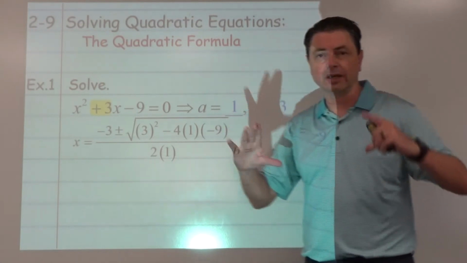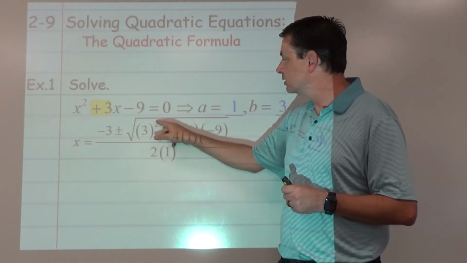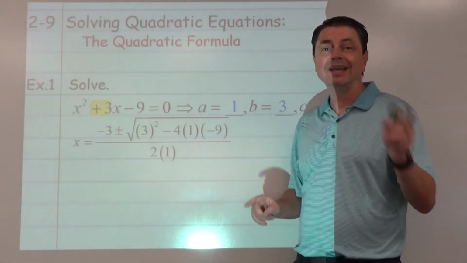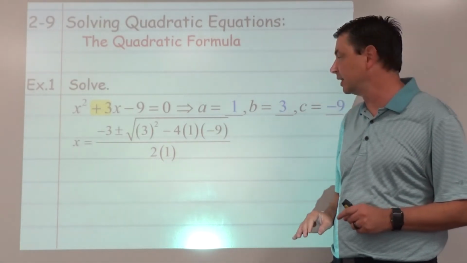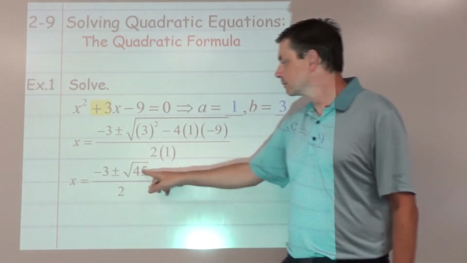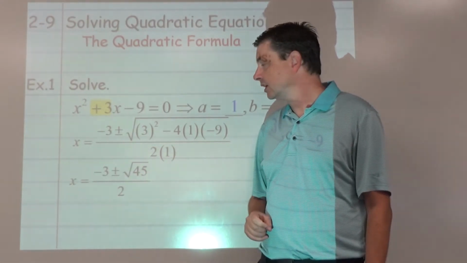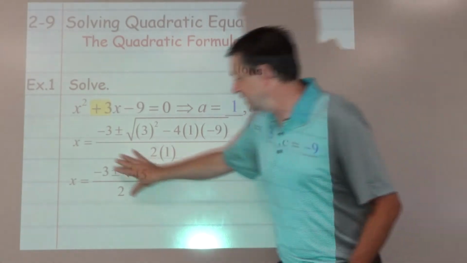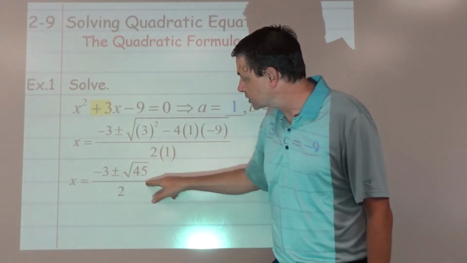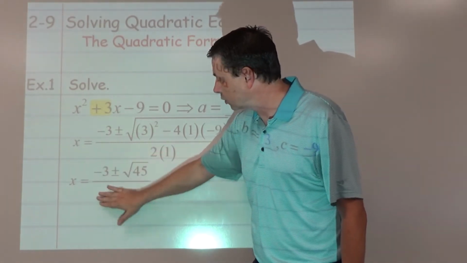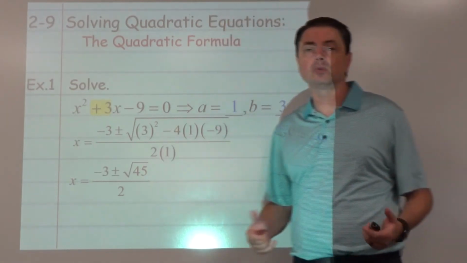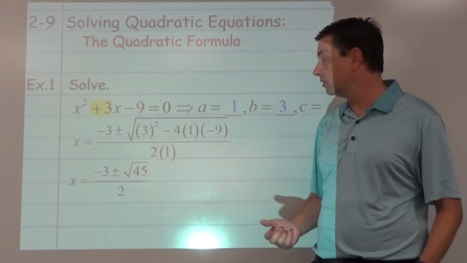So on your calculator, parentheses 3 squared minus 4 times 1 times negative 9. Hit equals only at the very end. It's going to tell you 45. So there's a good chance that this is going to be our answer right here. Still the long fraction bar, everything on top or on the bottom, x equals. But with square roots, we always have to wonder, can we simplify?